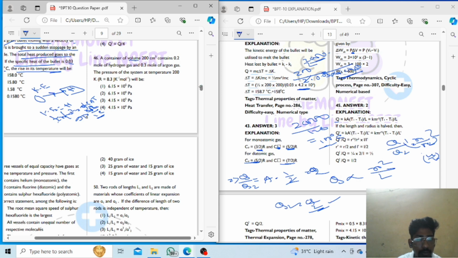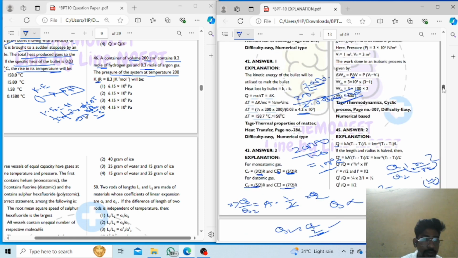A container of volume 200 centimeter cube contains 0.2 mole hydrogen and 0.3 mole argon gas. Find the pressure of the system at temperature 200 Kelvin. This is very simple. PV equals nRT. Just put the formula, you will get the answer. n of the system will be equal to 0.2 plus 0.3, which means 0.5.